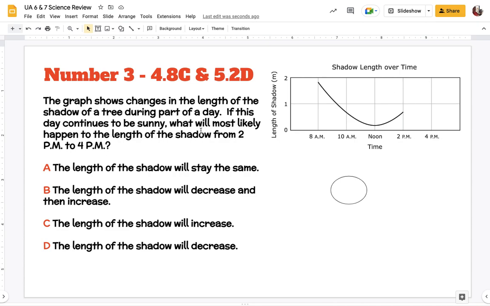So the question over here is asking what's going to happen to the lengths of the shadows from 2 to 4. Well, if we noticed, it went down all the way before noon, and now we're seeing it start to go back up again after noon. It's most likely going to be answer choice C. Hopefully you got that one right. And the reason behind that is we know that the shadows got smaller from the morning to noon. And now afternoon, we see that from noon to 2 o'clock, it's starting to go up again. So it makes sense that from 2 to 4, it will continue to go up.